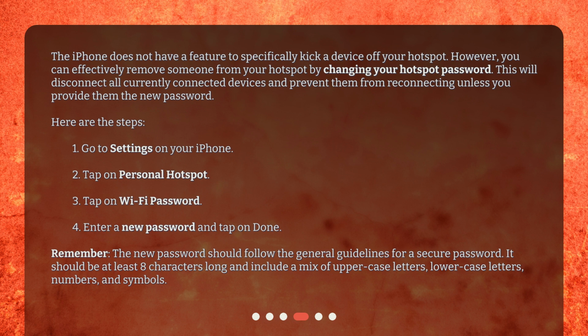Here are the steps. 1. Go to Settings on your iPhone. 2. Tap on Personal Hotspot. 3. Tap on Wi-Fi password. 4. Enter a new password and tap on Done. Remember, the new password should follow the general guidelines for a secure password. It should be at least 8 characters long and include a mix of uppercase letters, lowercase letters, numbers, and symbols.